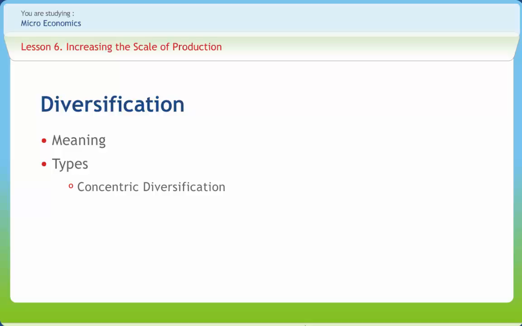Forward integration is a move towards the marketplace or customers in the same overall business. An example of this would be a manufacturer acquiring retail outlets or a hop grower beginning to brew his own beer. Horizontal integration is a lateral move into a closely related business such as selling byproducts.